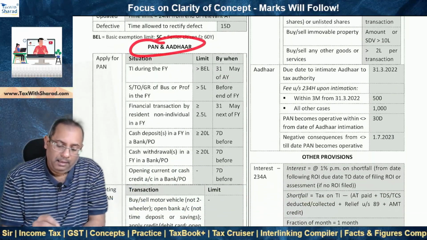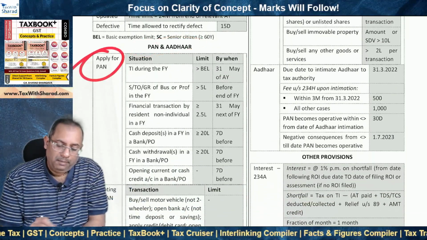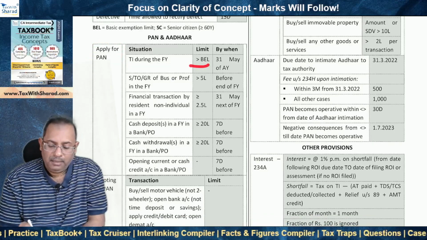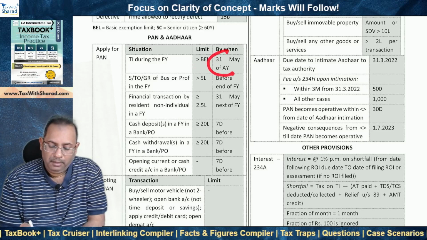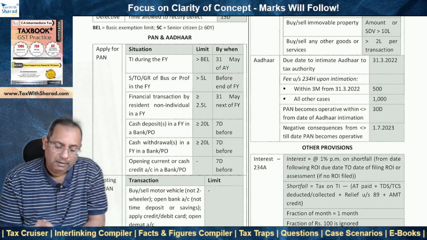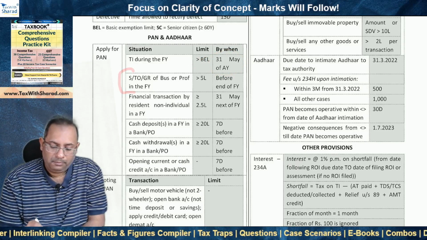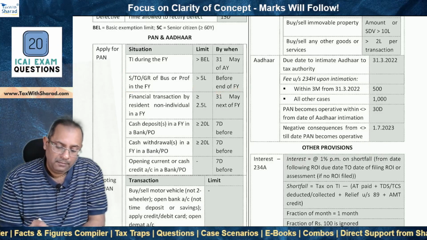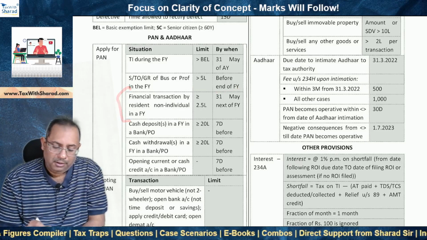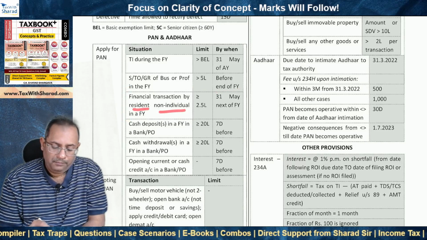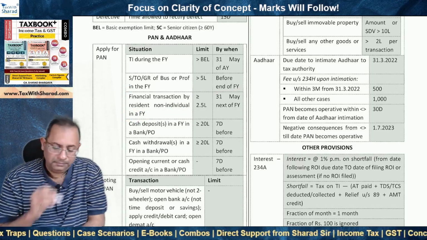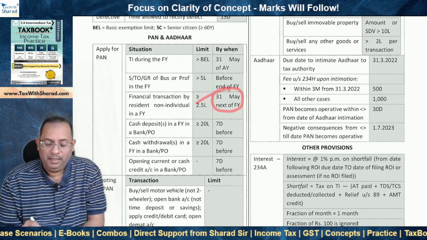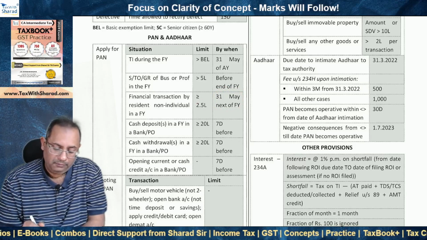We now look at PAN and Aadhaar provisions. Now one needs to apply for PAN. If the total income during the financial year is more than the basic exemption limit, apply by 31st May of the assessment year. If the sales turnover or gross receipt of business or profession in the financial year is more than 5 lakh, apply before the end of the financial year. In case of financial transaction by a resident non-individual in a financial year is 2.5 lakh or more, apply by 31st May next of financial year. That means following the end of the financial year.